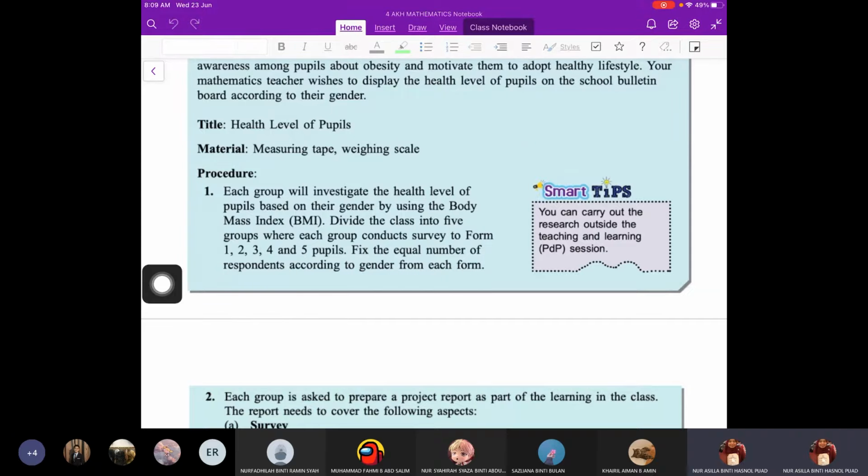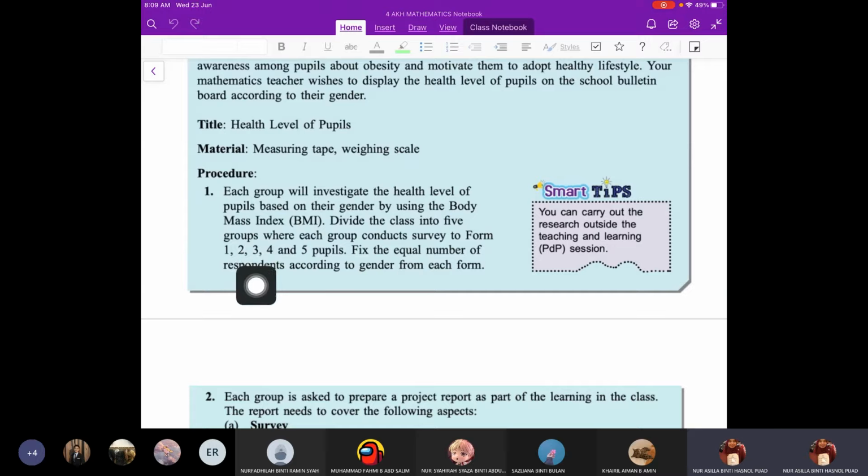Okay. So maksudnya respondents ni maksudnya orang yang kita ambil BMI tu. Okay. So fix equal number. Jadi kalau dalam form 1 tu saya nak ambil 20 orang lelaki. So 20 juga daripada gender female. So 40. Respondent saya akan ada total 40. So kalau form 2 ada 30 males, dia mesti ada 30 females juga.